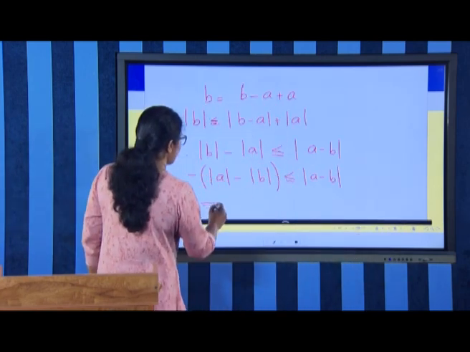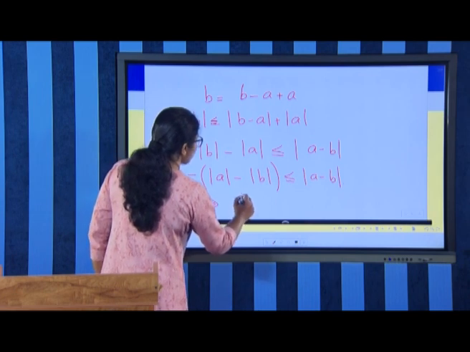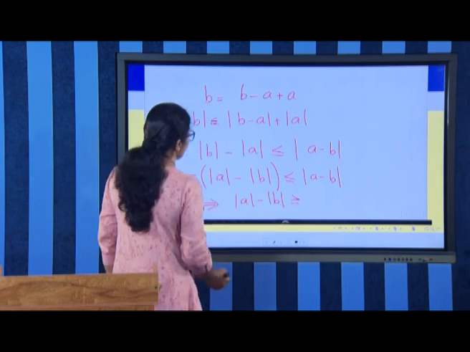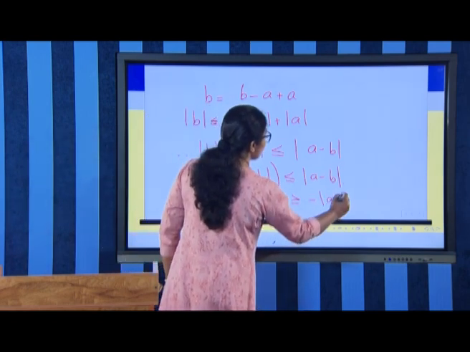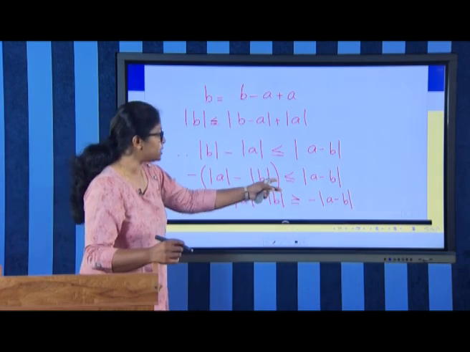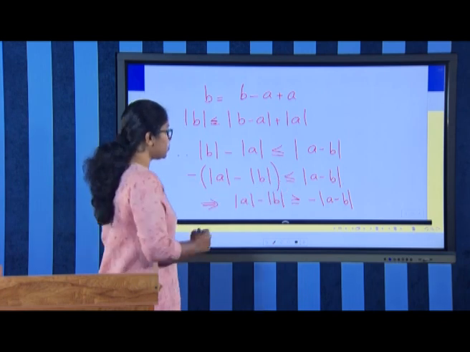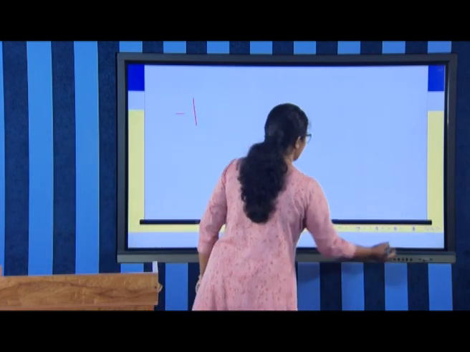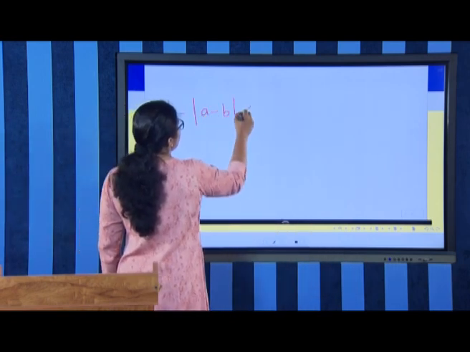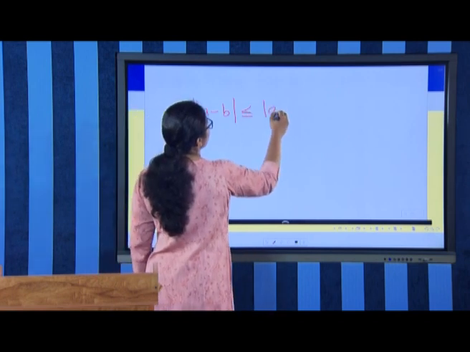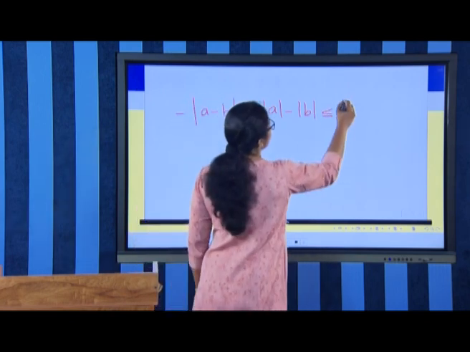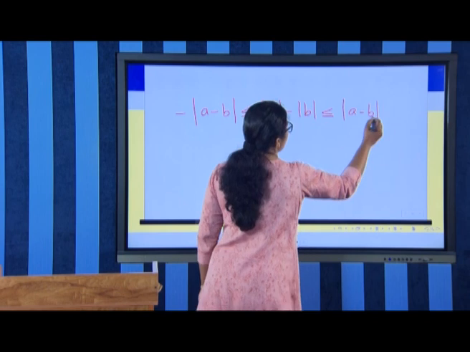this indicates that modulus of A minus modulus of B is greater than or equal to negative of modulus of A minus B. By taking the negative throughout, multiplying with a negative, we are getting this inequality reversed. So, we have now negative of modulus of A minus B is less than or equal to modulus of A minus modulus of B is less than or equal to modulus of A minus B.